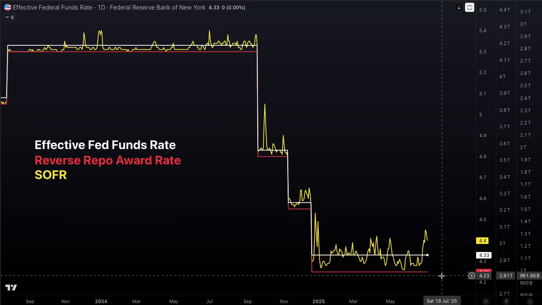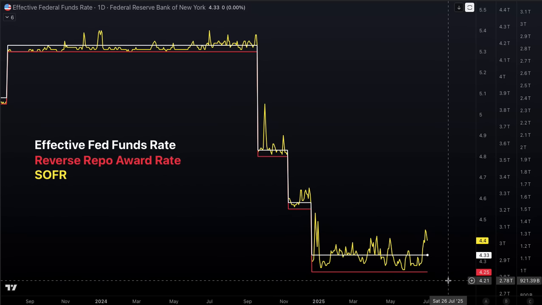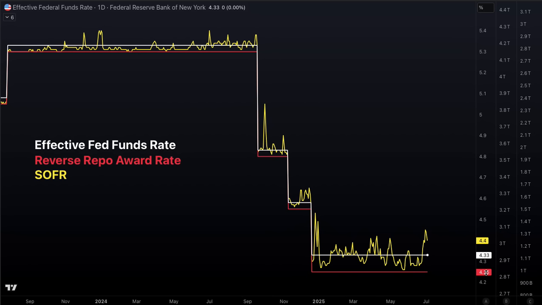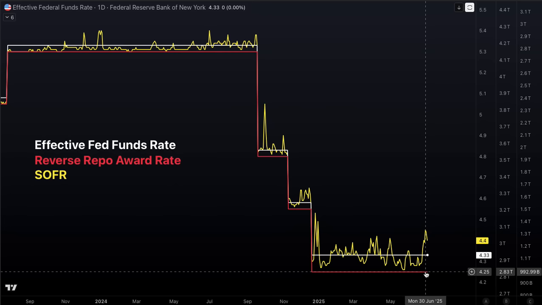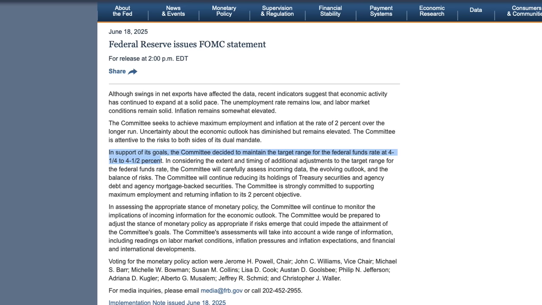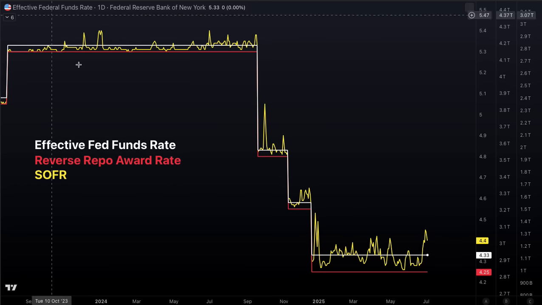And so by doing this, the Fed is setting a floor in the value of the dollar by basically saying an overnight dollar can never dip below 4.25. They are effectively trying to set a floor in the value of a dollar on an overnight basis. Okay, so that's the reverse repo award rate. And sure enough, 4.25 corresponds to the lower end of their range.